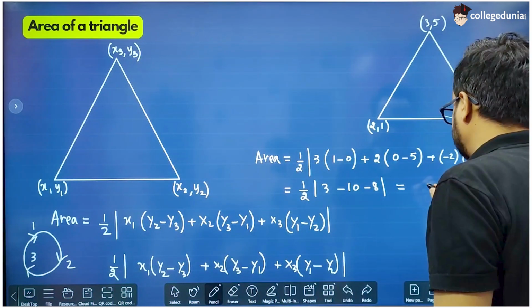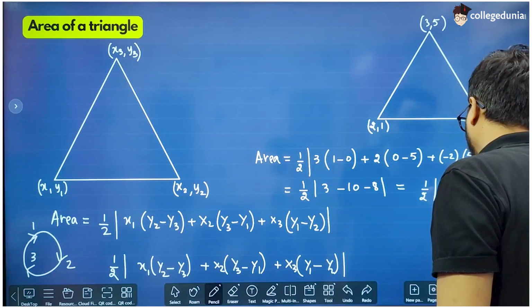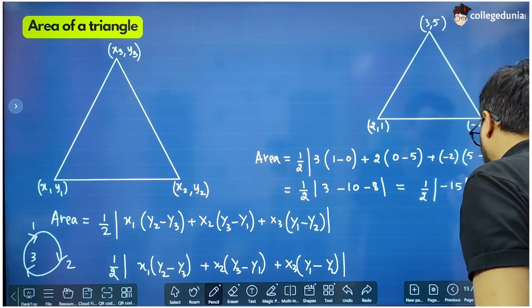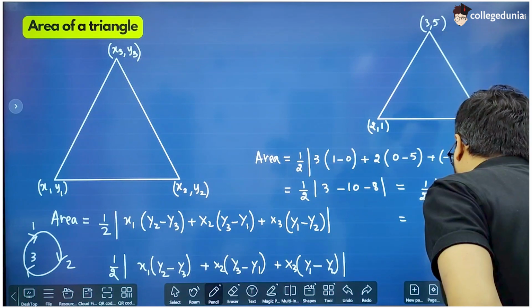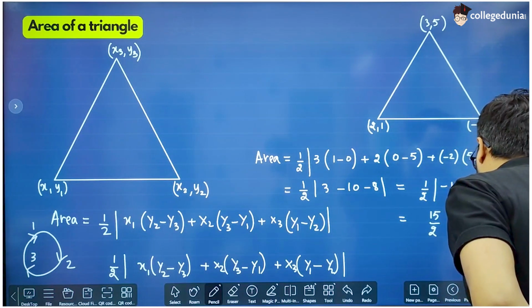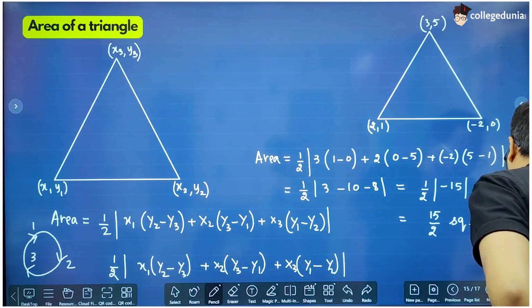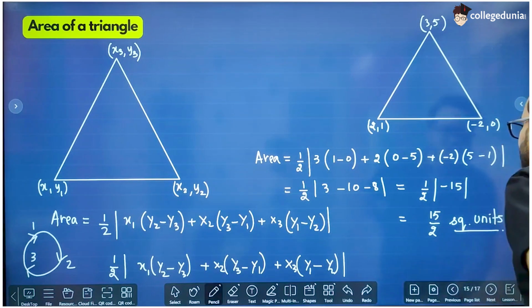Minus 18 plus 3 is minus 15. So half mod minus 15. Now remove the mod and remove the minus sign also. Area is 15 by 2, and with area you will write square units. You will write square units, right?